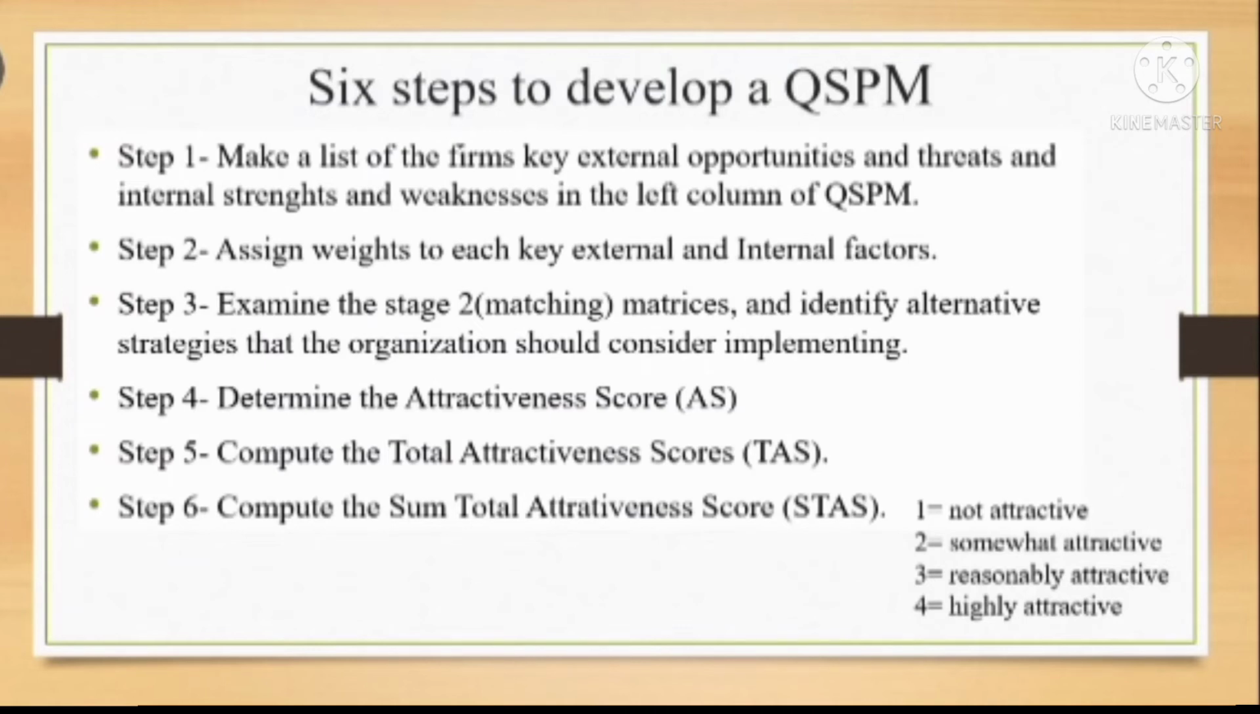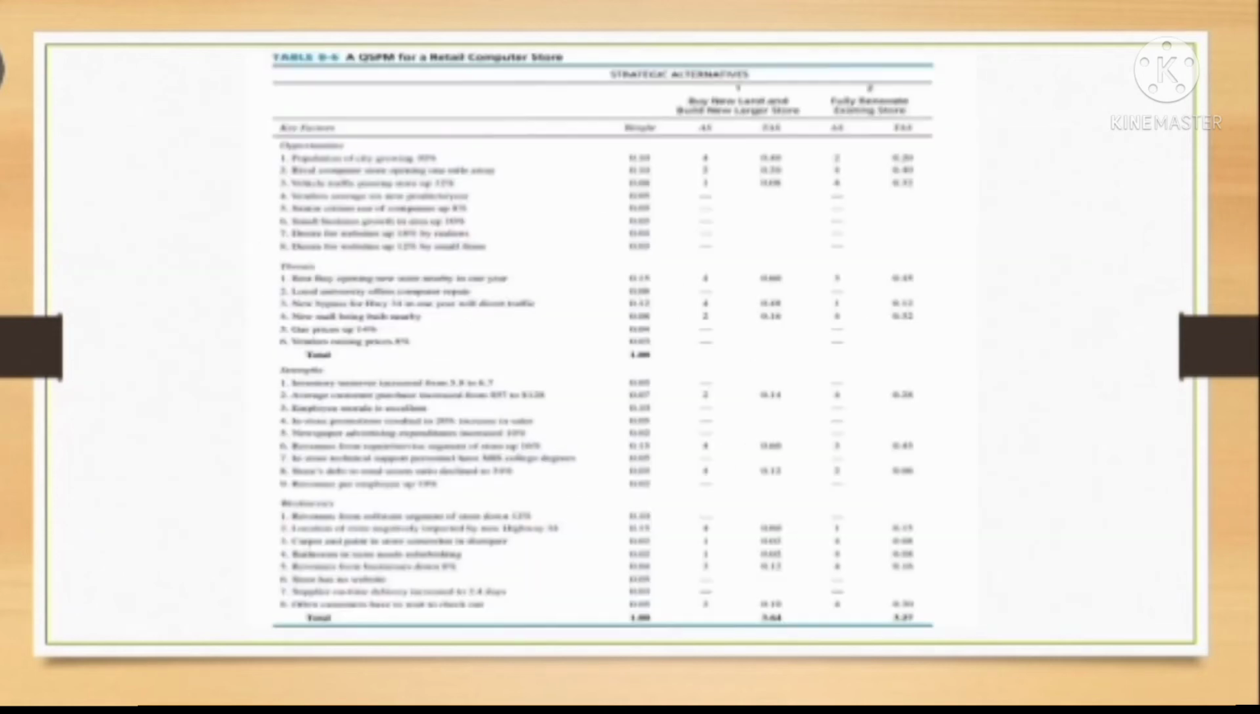Step 4, determine the attractiveness score. So determine by examining each key external and internal factor one at a time and asking the question, does this factor affect the choice of strategies being made? If the answer to this question is yes, then the strategies should be compared relative to that key factor. So sa pag-score ng AS or attractiveness score, 1 is equal to not attractive, 2 somewhat attractive, 3 reasonably attractive, 4 highly attractive. So ayun yung ating AS. Makikita natin may mga number. Example, population of city growing 10%. Ang attractiveness score niya ay 4.